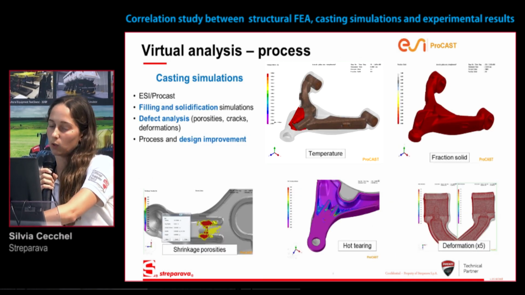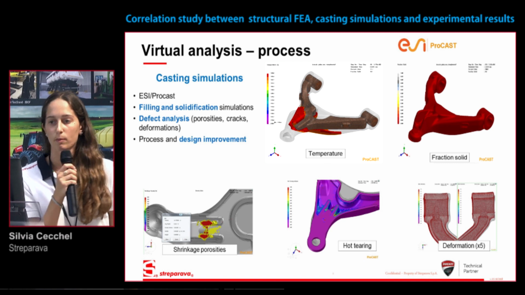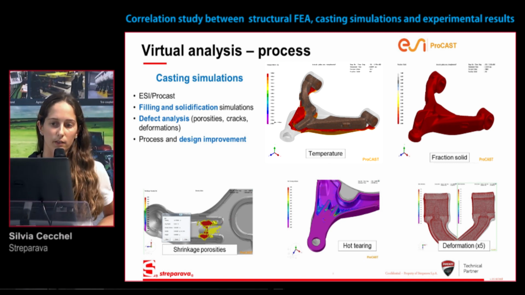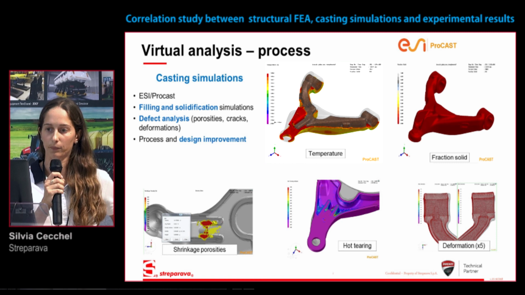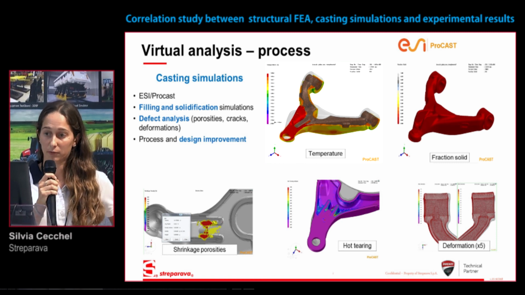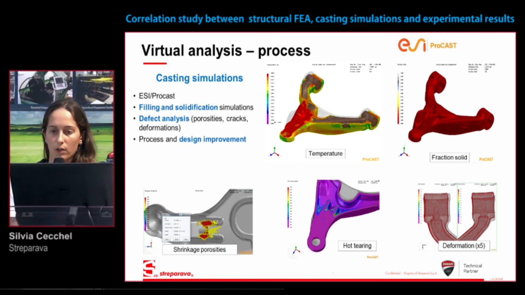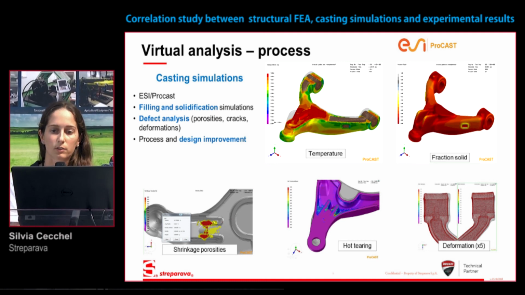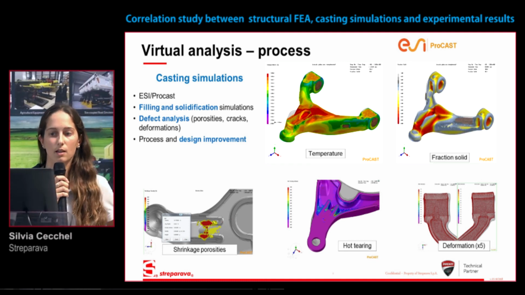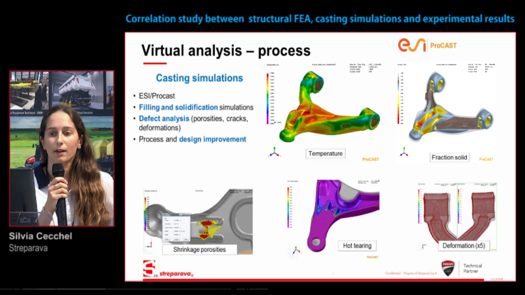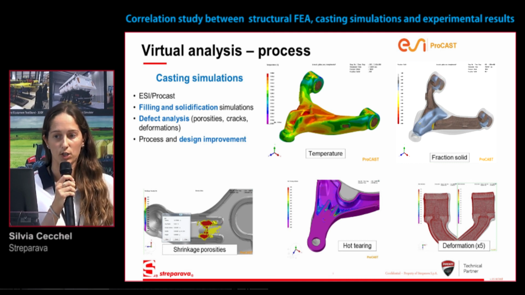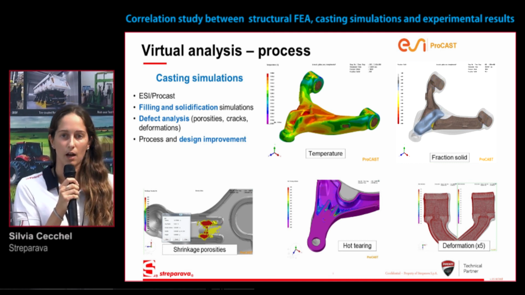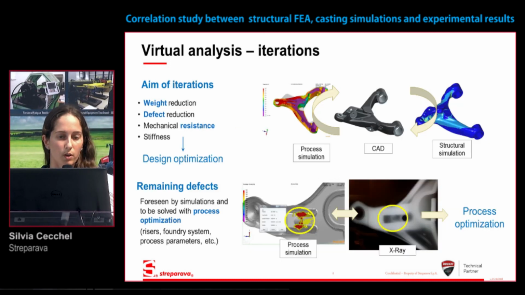After that, or better, at the same time, we perform some casting simulation on this geometry, both of filling, so the molten metal that fills the die, and of solidification, in order to analyze the process and to take into account possible defects such as porosities, cracks, or deformations, and in order to improve the design, looking also at the process.